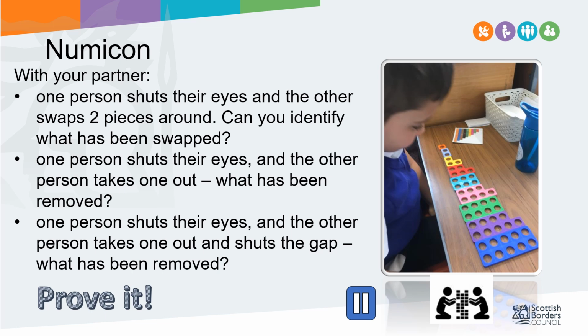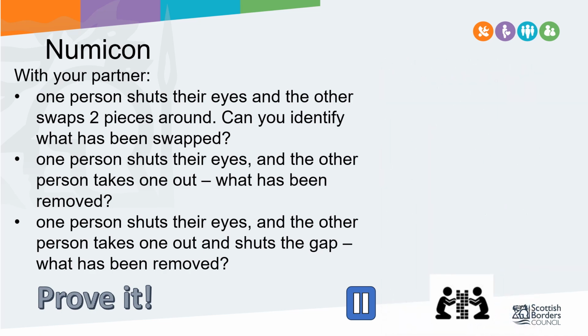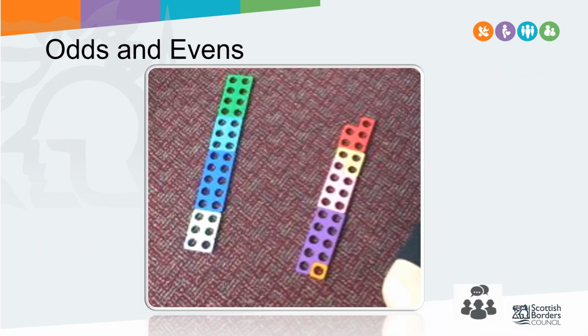How do you know? With your partner, one person shuts their eyes and the other swaps 2 pieces around. Can you identify what's been swapped? Again, the other person shuts their eyes and the other person takes one out. What's been removed? Have a go at the ideas on the screen. Again, what do you notice? What do you wonder? Look at the odds and evens in Numicon. Again, the colours have been chosen purposefully.